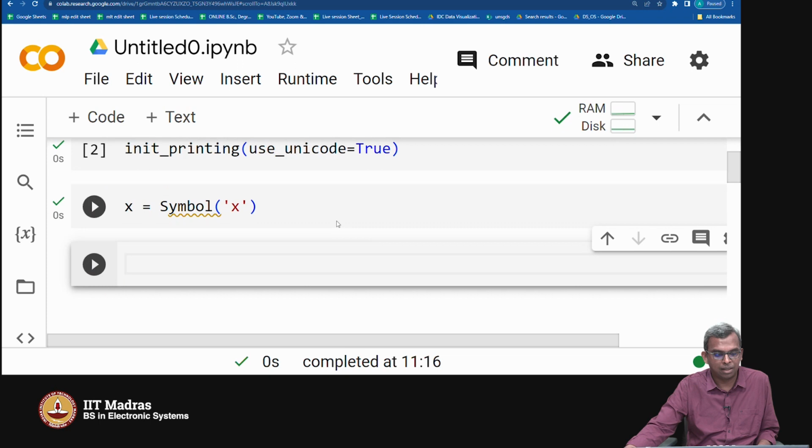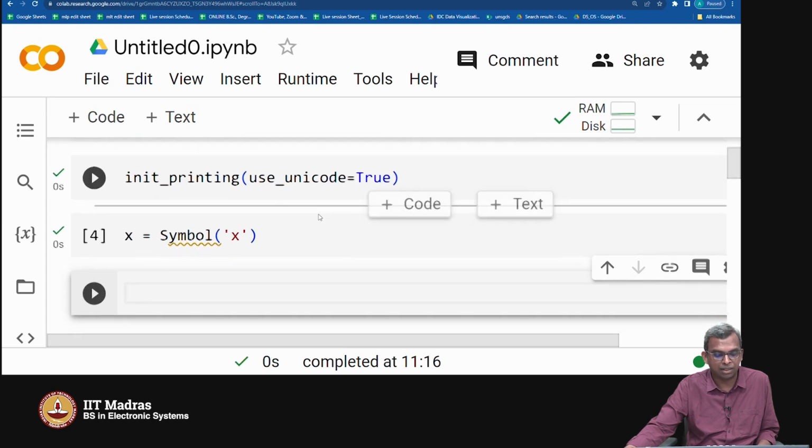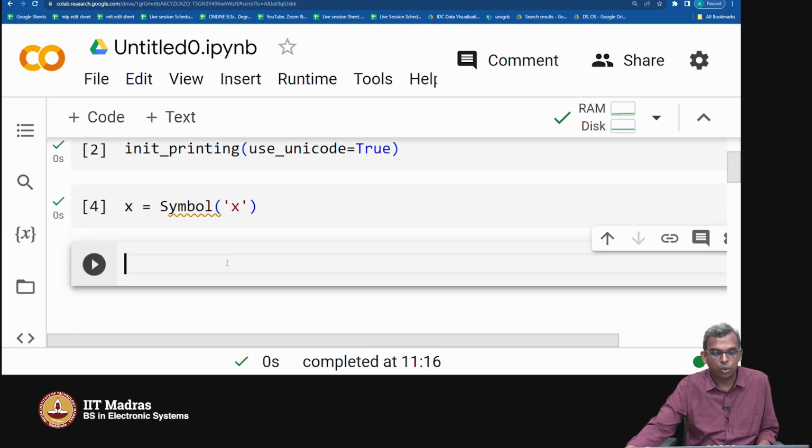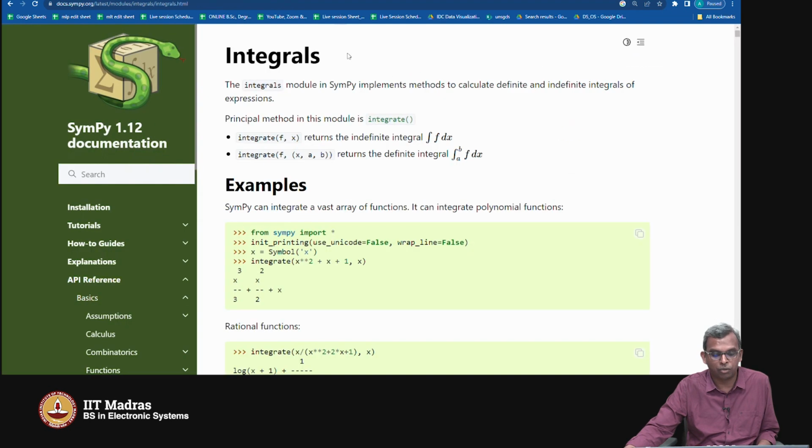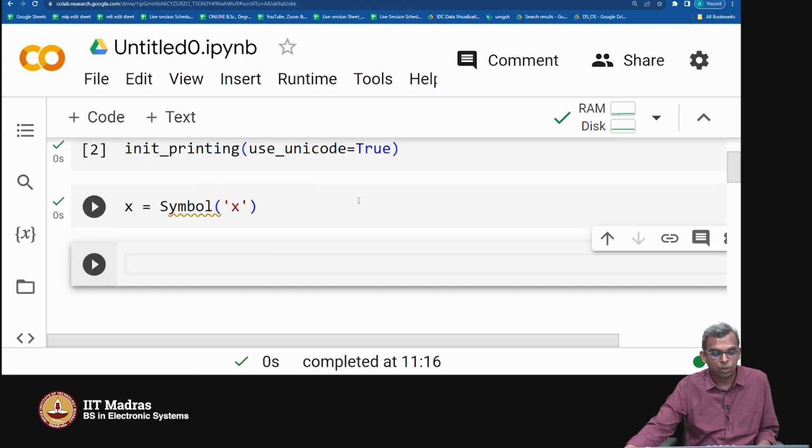Okay, so that has been executed here. So, you've got a symbol x now. Once you have a symbol x, you can do integration. Notice what function is being used to integrate. Let's throw in a little more complicated function. You can use any function you like.